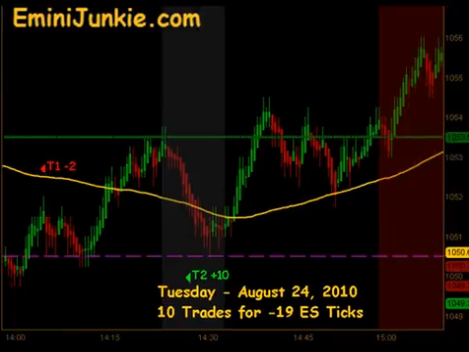So it was a crazy day in the markets, a crazy day to apply the system. You'll have some days like this. That is trading. Not every day is going to be a winner. And today, if you were just taking the blind signals, not filtering and not doing any of the longer term setups, you would have had 10 trades, minus 19 ES ticks.